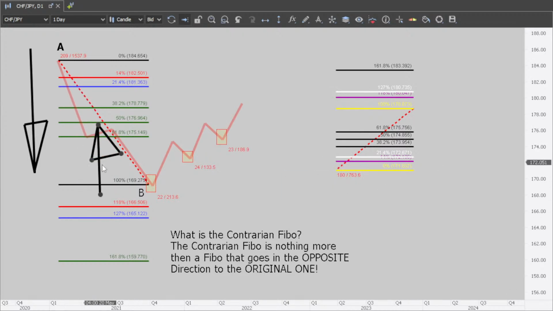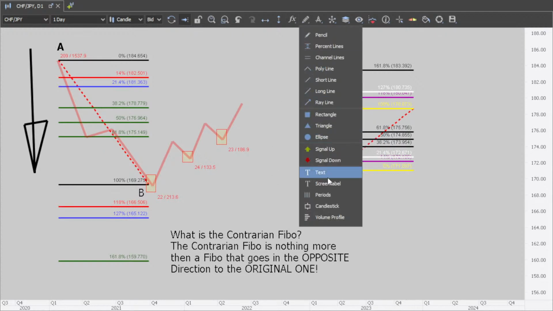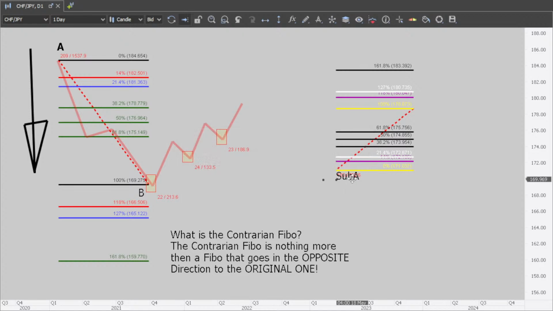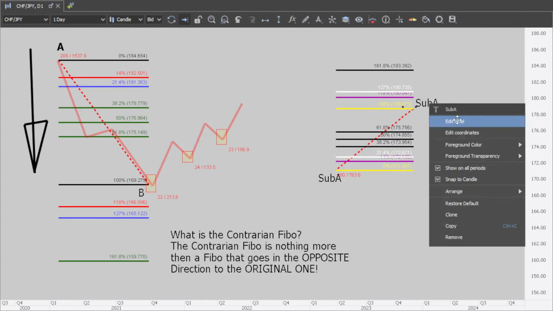So if this is a chart, I'm going to start drawing and name it sub A. Makes sense? There is no right or wrong. You can call it 1, 2, 3, 4, or you can call it A, B, C, D, but me personally, I'm using the acronym sub. So I'm going to have the sub A on the contrarian and clone, and then I'm going to have edit label.